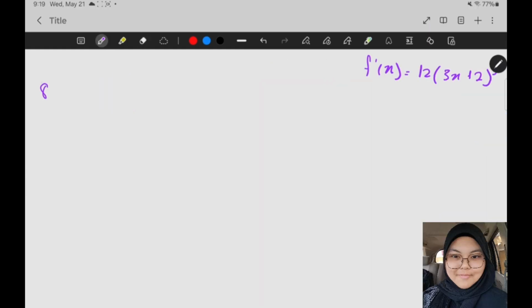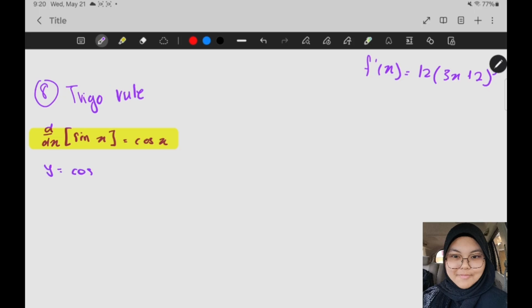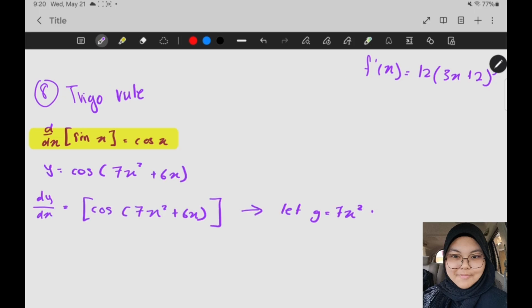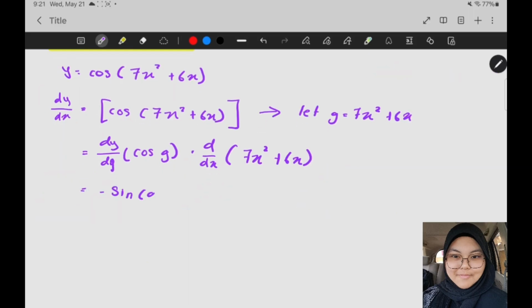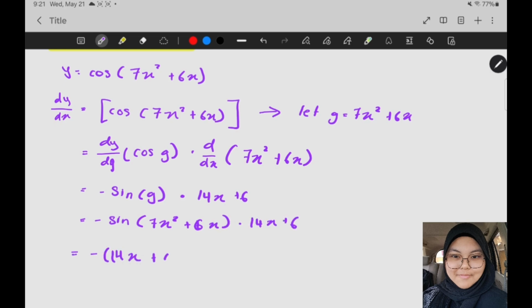Now let's take a look at trigonometric functions. These have their own special derivatives that you need to memorize. And here is a simple example. When we differentiate sine, it will be cos. In this question, we need to use a few rules so we can get the answer. And here is the last answer you're going to get.